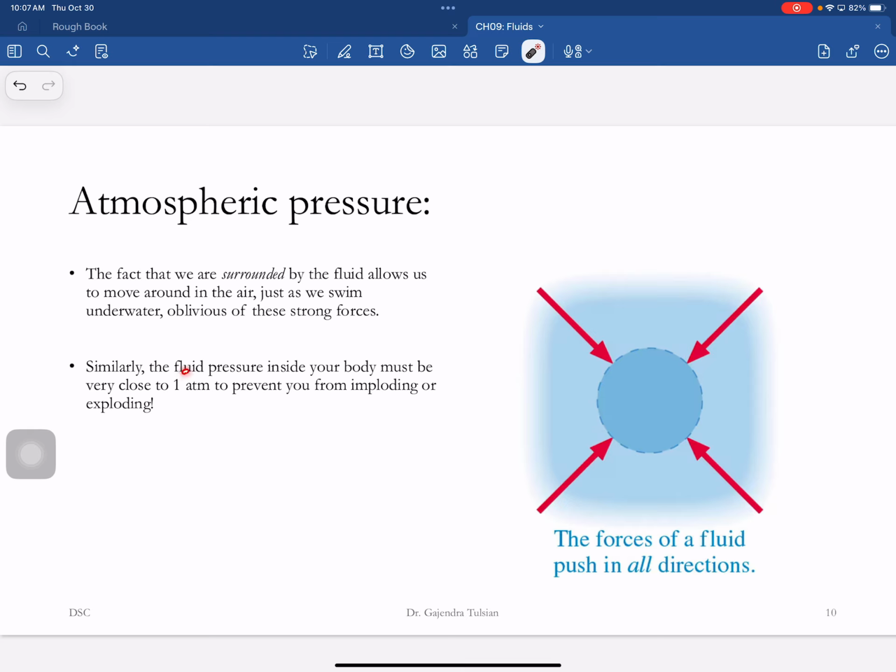Fluid pressure inside your body is very close to 1 atmosphere, and it prevents you from imploding or exploding. If it was more than 1 atmosphere, if it was 2 atmospheres, you would explode. And if it was less than 1 atmosphere, you would implode. Okay? So when you swim underwater, the pressure has increased, and so your volume slightly reduces, imperceptibly, because you are compressed. Then the internal pressure increases to 2 atmospheres, and then you're in equilibrium.